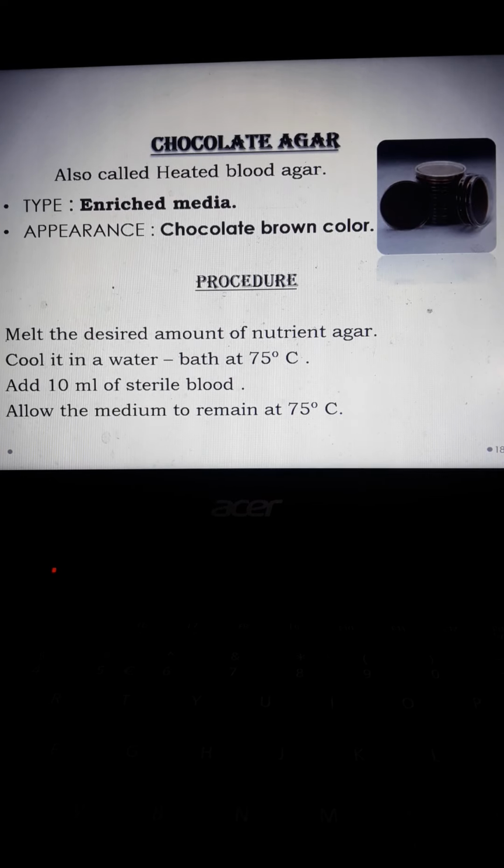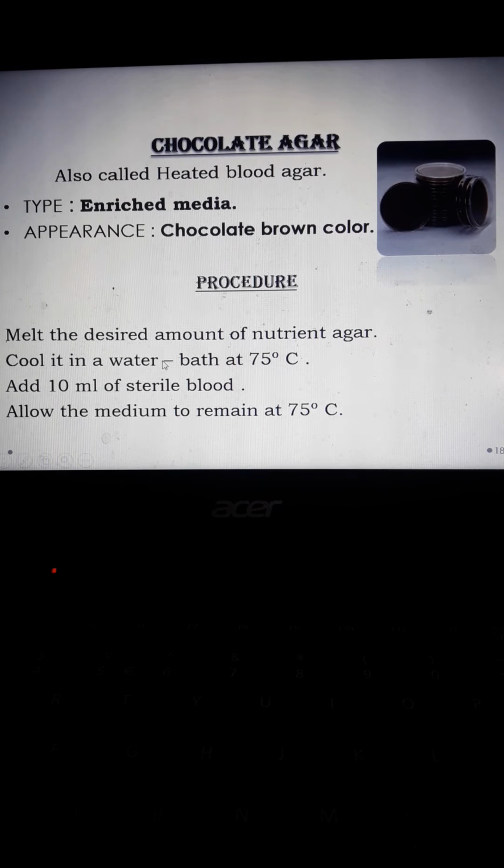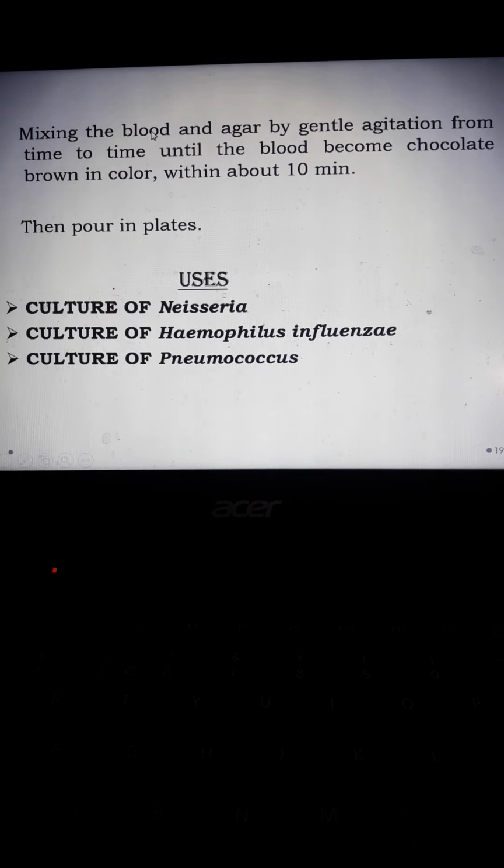Pero kung sobra i-heat, maging black na yung blood. Parang sinaluto na dinuguan na, ganun na ang itsura niya. Kung sobra siya naluto ang blood, mag-black siya. Pero kung tama-tama lang, pagbutang mo, chocolate ang color niyan, chocolate brown. Okay? So mixing the blood and agar by gentle agitation from time to time until the blood becomes chocolate brown in color within about 10 minutes. Then pour into the plates. So usually ito ginagamit sa Neisseria, Haemophilus, and Pneumococcus species of bacteria.